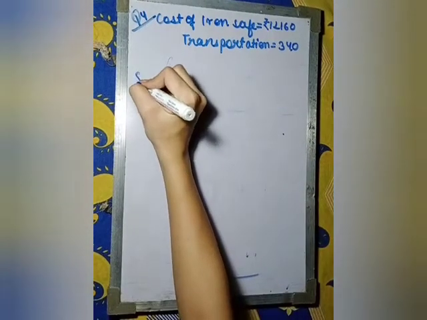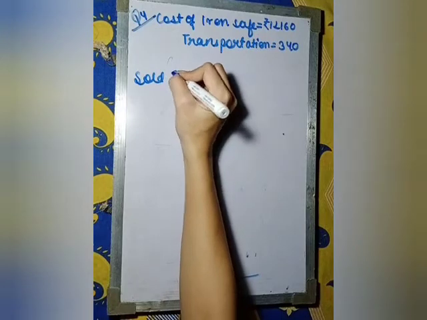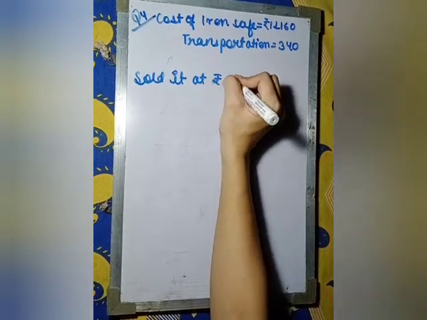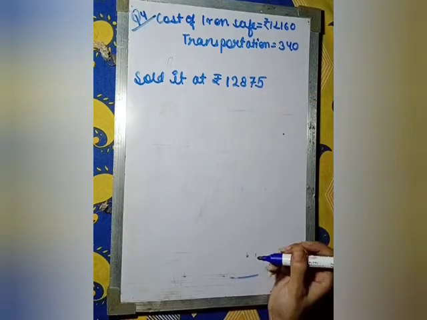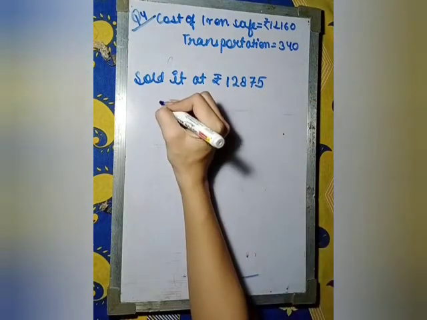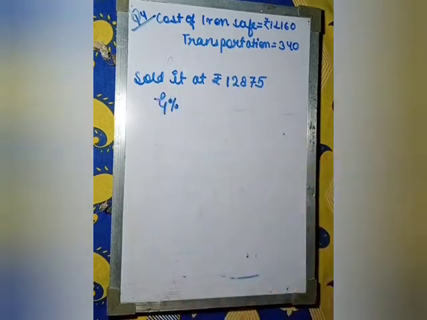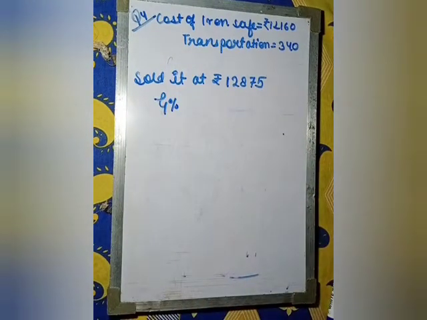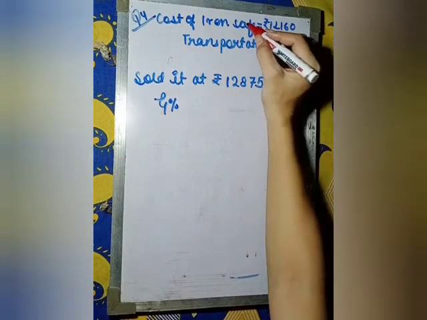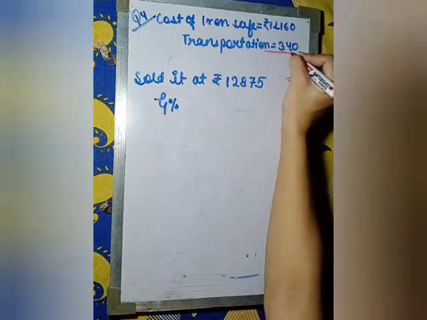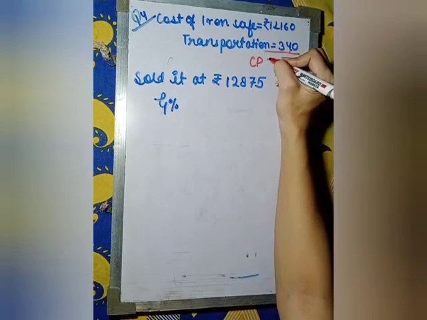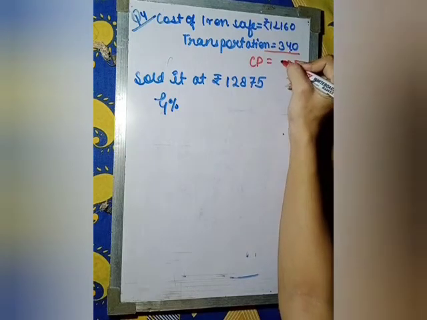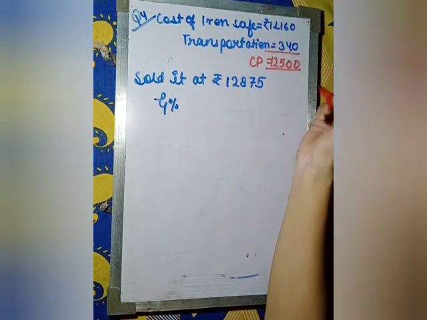And he sold it at rupees 12875. Now we have to find the gain percent. First tell me what is the CP and what is SP here. Now he bought at this rate, and transport cost was this much, so the total CP will be the sum of these two. So this is the CP and this is SP.